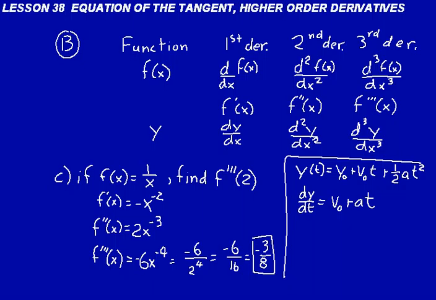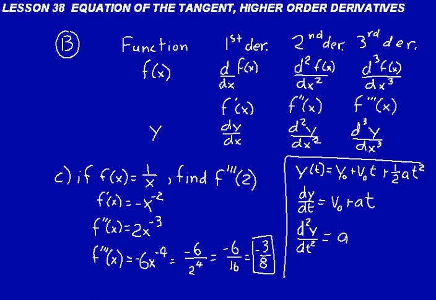Now let's take the second derivative, d squared y over dt squared. If dy dt is a rate of change, the first derivative gives us the rate of change. D squared y over dt squared, the second derivative, gives us the change in the rate of change. And so that is going to just equal a. In this particular function, a stands for the acceleration.